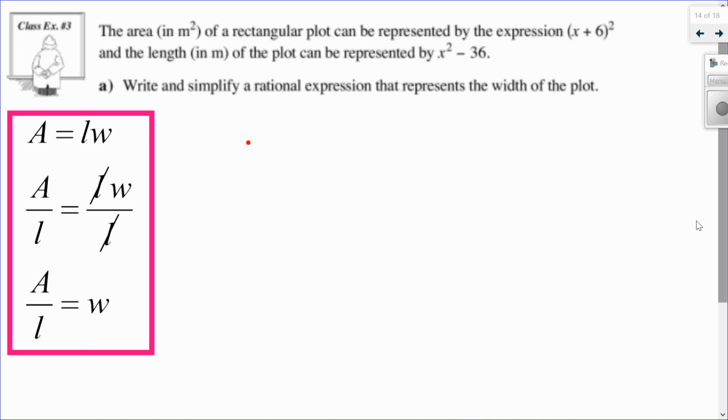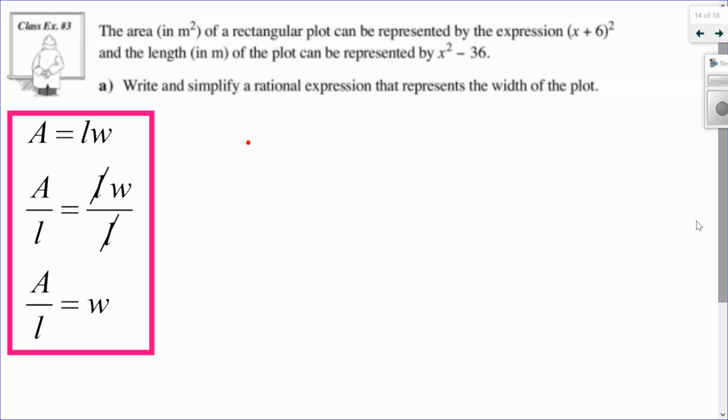Okay, let's try a little word problem here. So the area in meters squared of a rectangular plot can be represented by the expression (x plus 6) all squared. The length in meters of the plot is represented by x squared minus 36. I want to write and simplify a rational expression that represents the width of the plot.